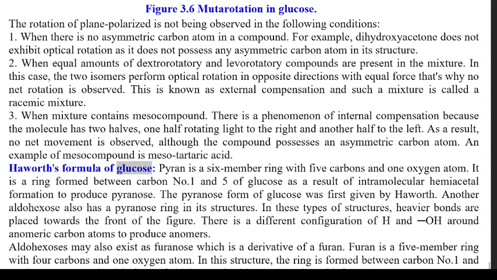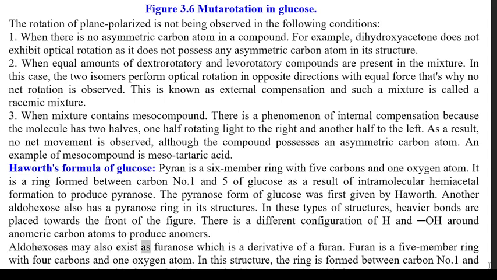Haworth's formula of glucose: pyran is a 6-member ring with 5 carbons and 1 oxygen atom. It is a ring formed between carbon number 1 and 5 of glucose as a result of intramolecular hemiacetal formation to produce pyranose. The pyranose form of glucose was first given by Haworth. Other aldohexoses also have a pyranose ring in their structures. In these types of structures, heavier bonds are placed towards the front of the figure. There is a different configuration of H and OH around the anomeric carbon atom to produce anomers.